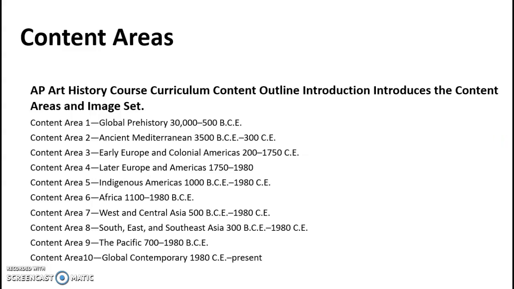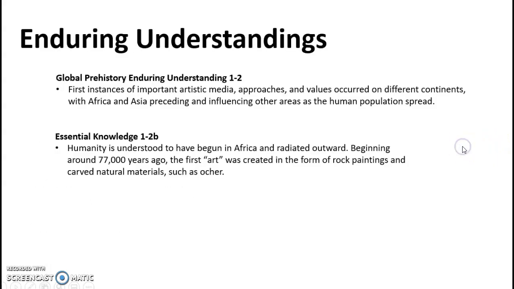First of all, be familiar with this. There are 10 content areas in AP Art History, and starting next week, or actually probably starting this week, we'll begin with Content Area 1, which is Global Prehistory. We'll make quick work of that and move right on to Content Area 2. As we go through, we'll finish up with Global Contemporary, and we do bounce around a little bit when it gets to some of the images that are outside the European tradition, such as images from Africa or West and Central Asia. So be prepared for that as well.